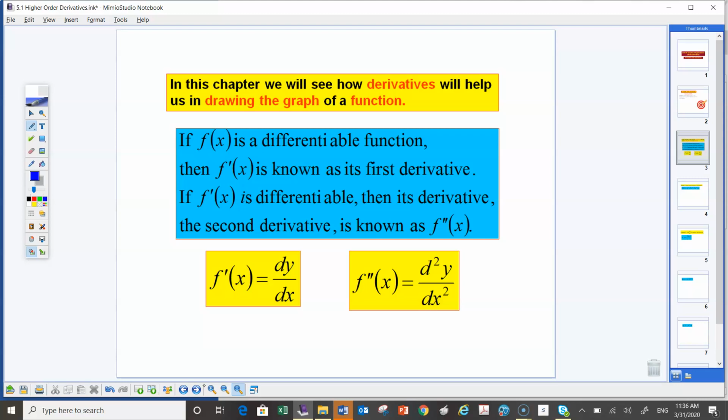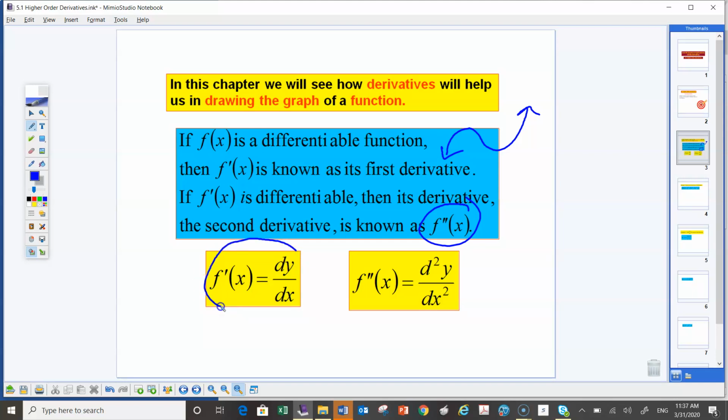A couple of parameters to start with. If f of x, our function, is a differentiable function, and differentiable means that it's a smooth curve with no jagged corners or breaks, then f prime is known as its first derivative. If f prime is differentiable, then its second derivative is known as f double prime. And all f double prime is, it's the derivative of the first derivative.